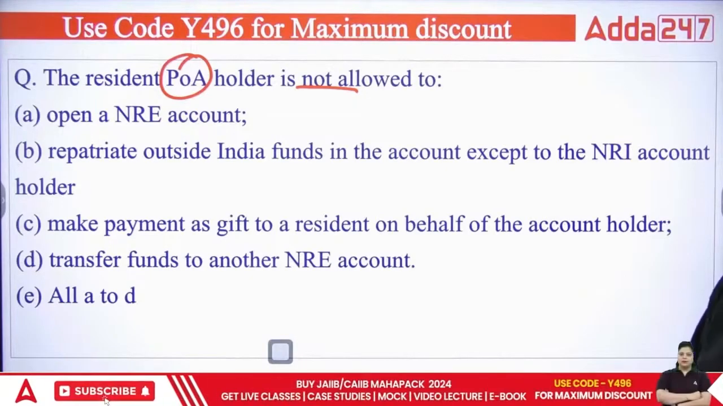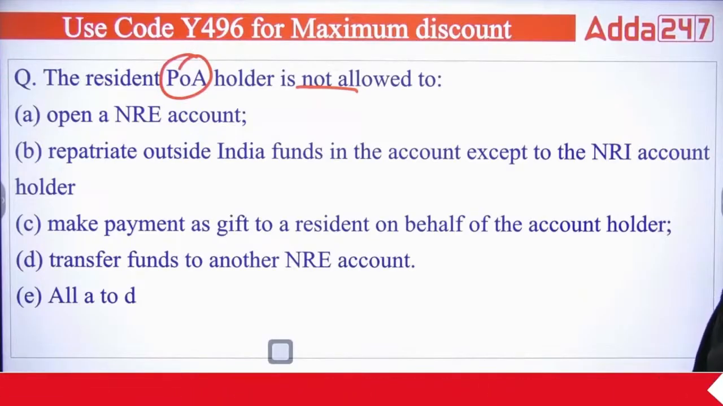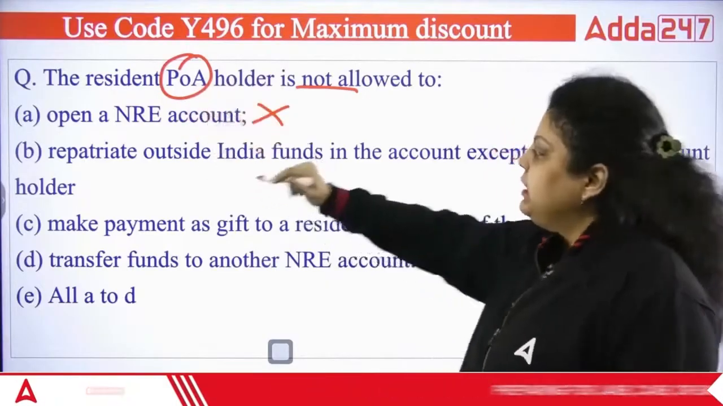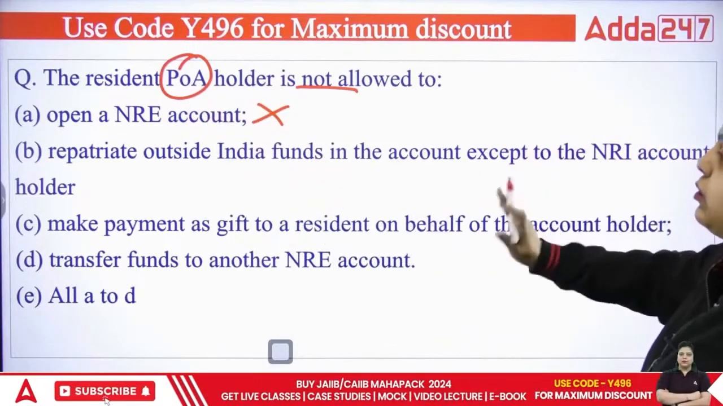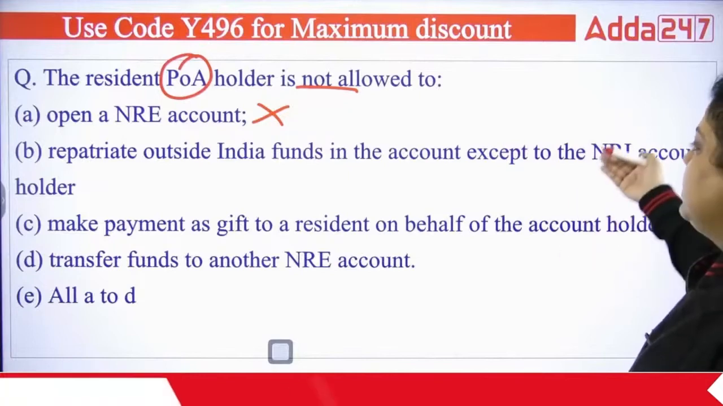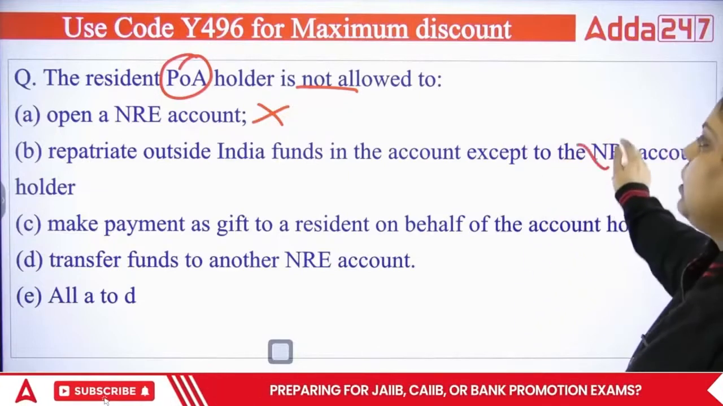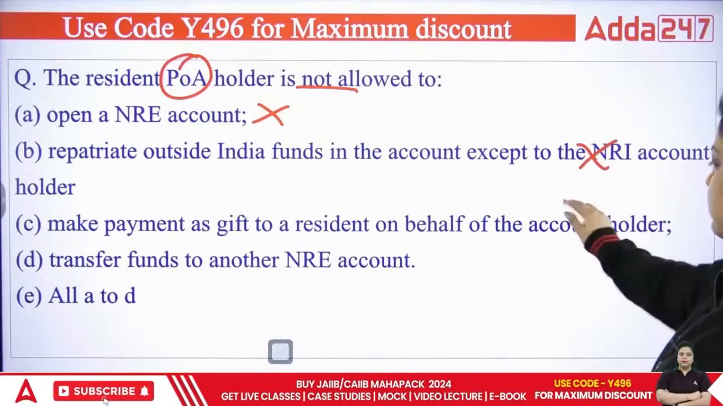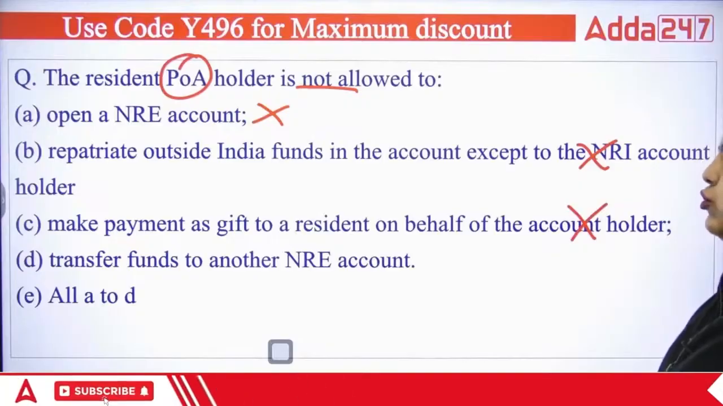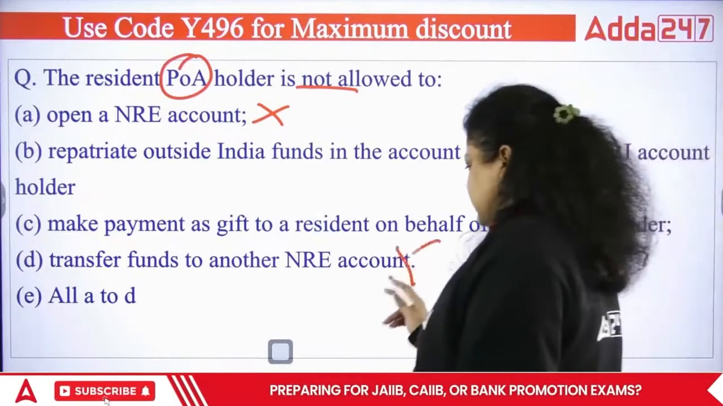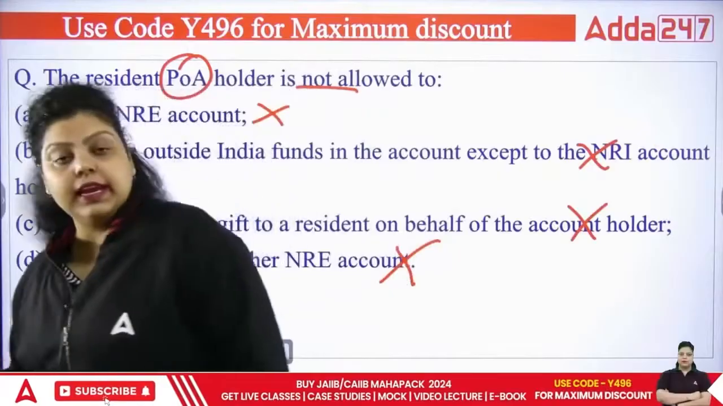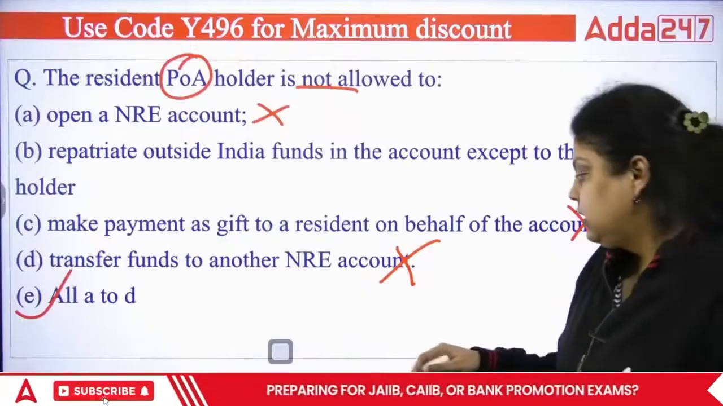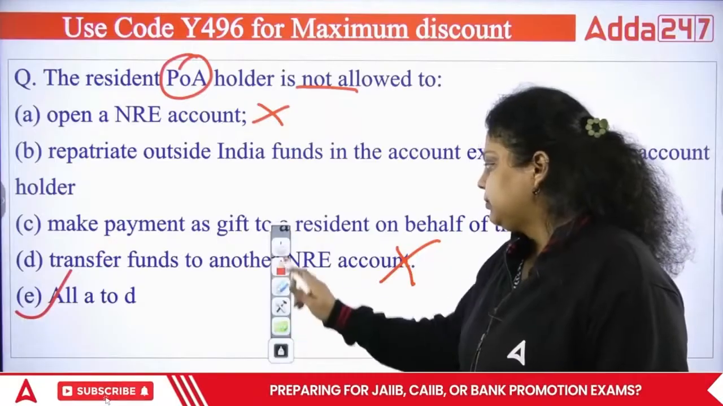If a resident person is having a power of attorney, it's very obvious he cannot open an NRE account because he is a resident, right? Second, repatriate outside India the funds in the account except to the NRE account holder. No, this cannot be done. Then make payment as a gift to a resident on behalf of the account holder. No, it cannot be done. Transfer funds to another NRE account. No, it cannot be done. So the right answer will be E. All A to D are not allowed to the power of attorney holder. Okay. So your right answer here will be option E.